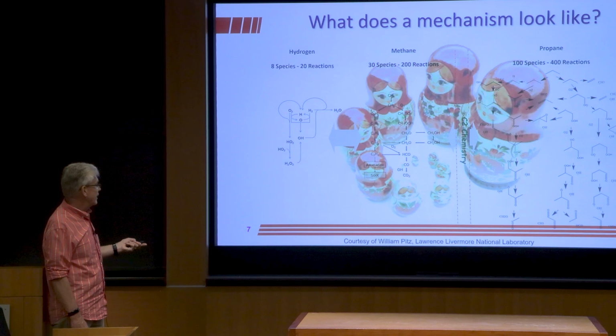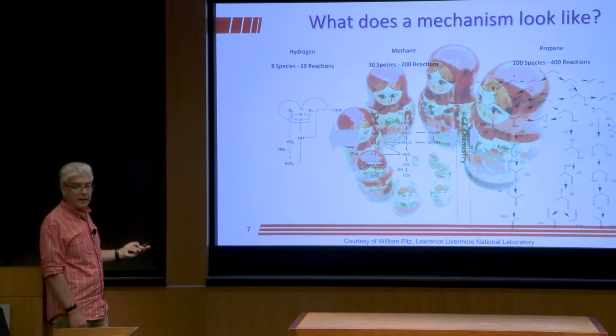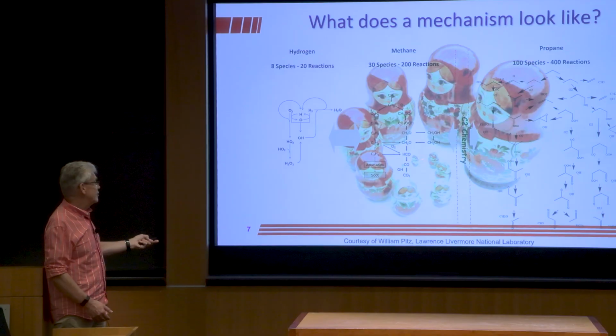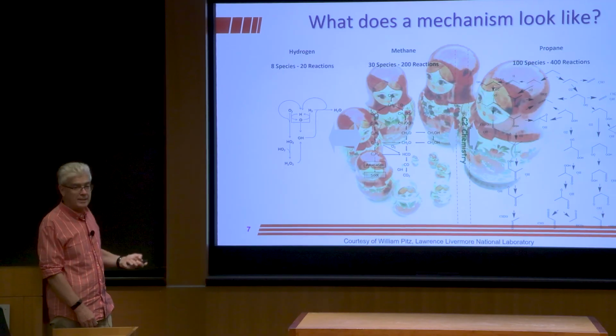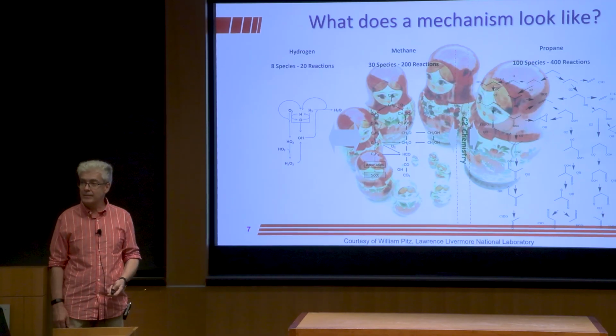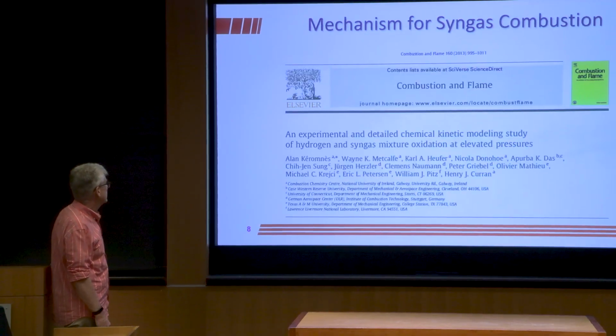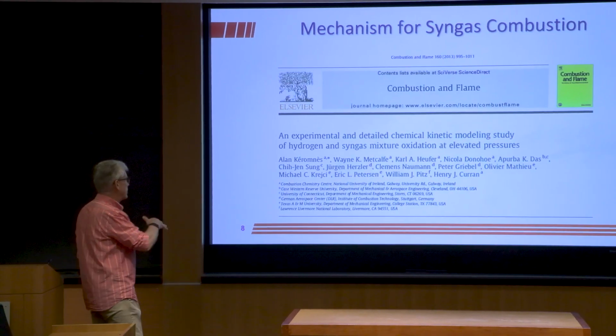And I like this slide, that's why I keep it. It's like a Russian doll model. You start with hydrogen, you go all the way up. You can go hydrogen, CO, methane, ethane, all the way up to C16. You're building and building and building, and it's unending. I'm not trying to promote this.